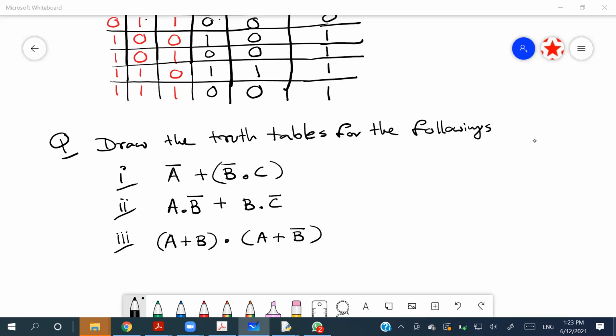Others are okay. So when you make B bar dot C, the output also changes accordingly.